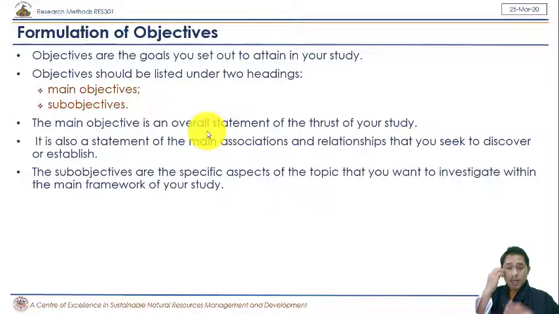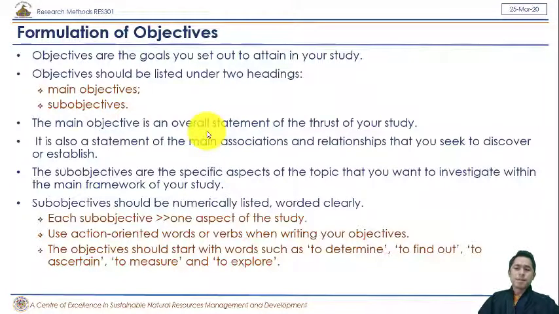So I can write first one is to assess the diversity of lichens in Wangdi Podrong district. Second one is to study the distribution pattern of lichens along the altitudinal gradient in Wangdi Podrong district. Third one is to study the distribution pattern of lichens in disturbed and undisturbed habitat in Wangdi Podrong forest. So that can be my sub objectives.